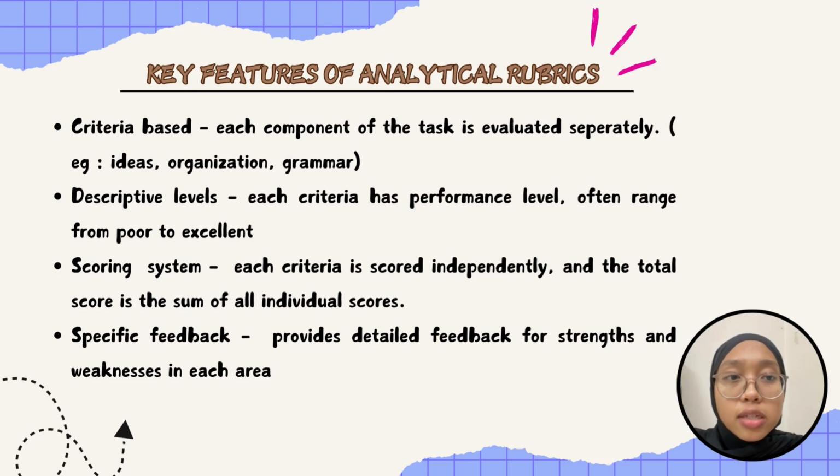And second is descriptive levels. Each criterion has performance levels that often range from poor to excellent. Third is the scoring system. Each criterion is scored independently, and the total score is the sum of all individual scores. And lastly is specific feedback. Specific feedback provides detailed feedback for the strengths and weaknesses in each area.